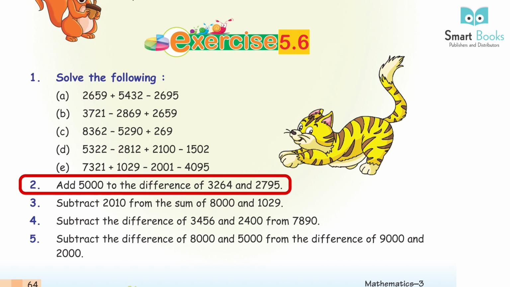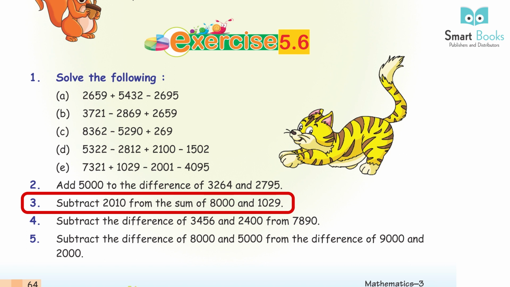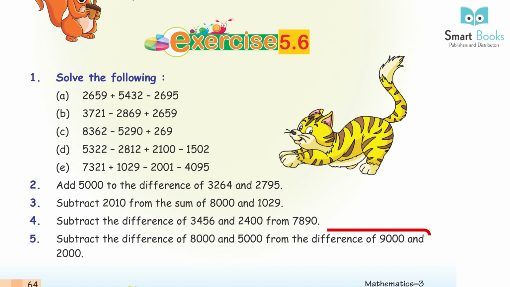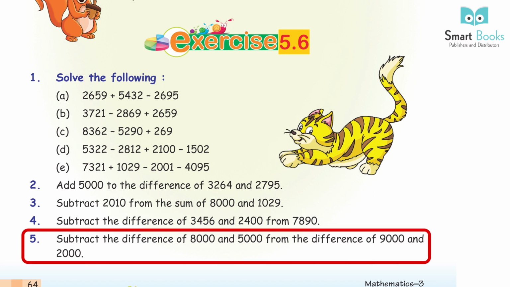Question 2. Add 5,000 to the difference of 3,264 and 2,795. Answer 5,469. Question 3. Subtract 2,010 from the sum of 8,000 and 1,029. Answer 7,019. Question 4. Subtract the difference of 3,456 and 2,400 from 7,890. Answer 6,834.